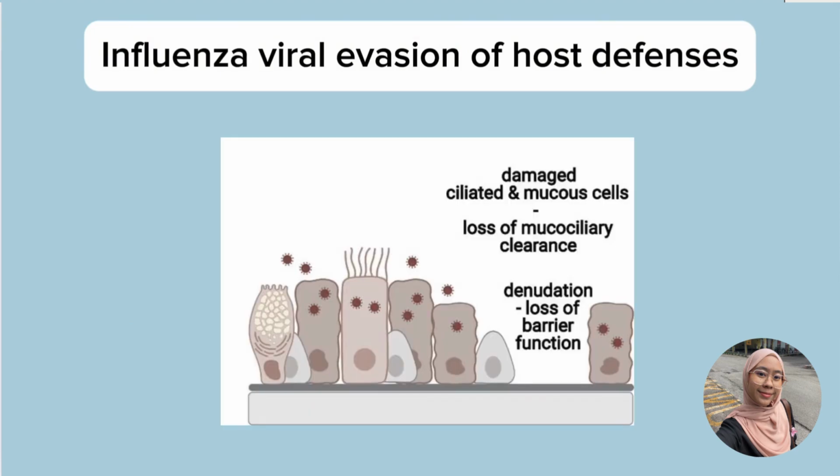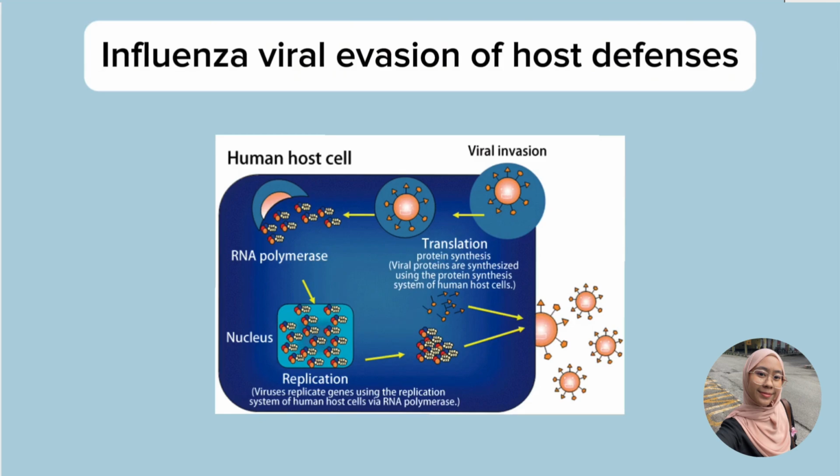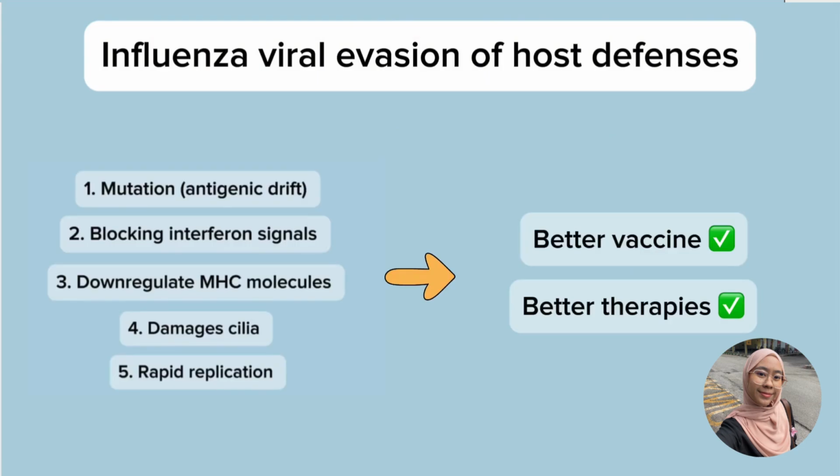Influenza damages cilia in the respiratory tract, impairing mucus clearance and paving the way for secondary infection. Filamentous particles help the virus to avoid neutralization, which ensures its survival. Rapid replication increases mutation, enabling the virus to adapt to immune pressures and treatments. Decoding these evasion tactics helps scientists design better vaccines and therapies to fight influenza.